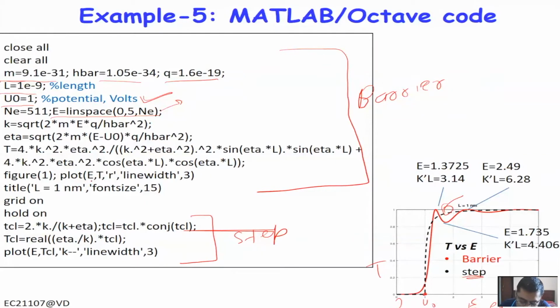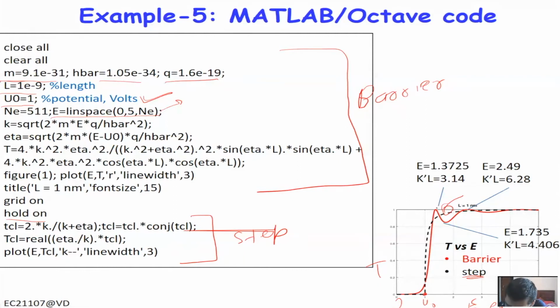So this E is the x-axis, T is the y-axis, and R is basically for red color. And line width is basically to select how thick you want to make this line. So you can copy this code and run it to observe different things. And this is basically the title. So L is written here, 1 nanometer, as title. Font size is 15. Grid, you can take grid on off. And if you want to plot another graph on the same graph, you can use this command hold on. And then again you write for step potential and plot it on the same plot, right?